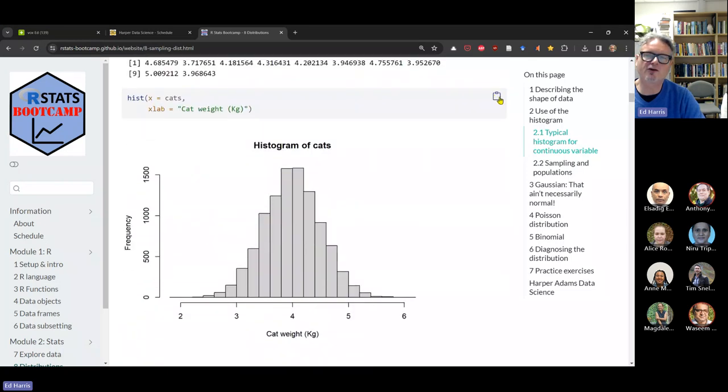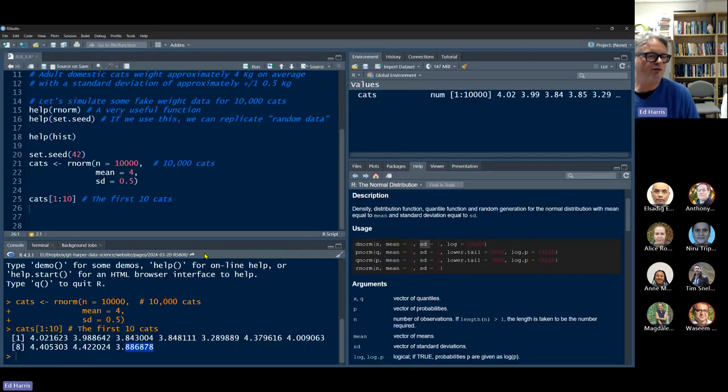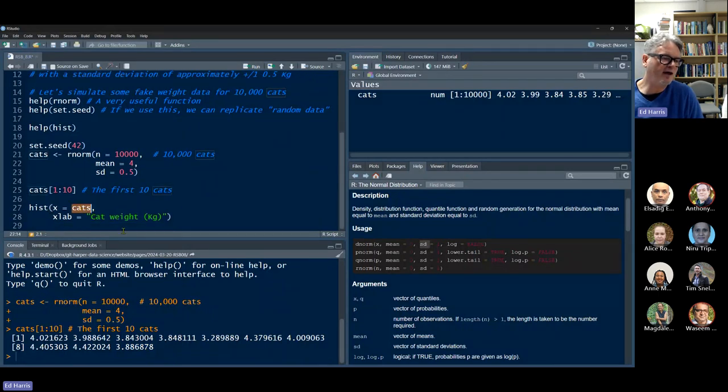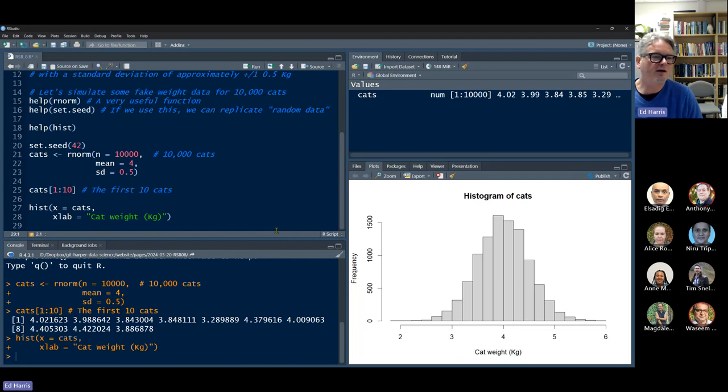Now, the traditional way to display or examine the distribution of continuous data is with a histogram. So here we've got our variable cats. It has our 10,000 values, and I've spruced up our histogram here with an actual title, and there we go.